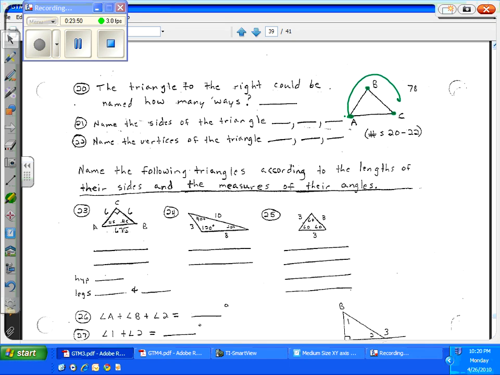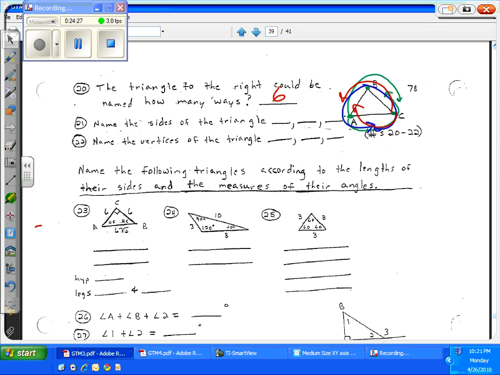So we could start with A and call it triangle ABC, going counterclockwise or clockwise. We could start at A and go the other way and call it triangle ACB. So we could call it triangle ABC or triangle ACB, triangle BCA or triangle BAC, triangle CBA or triangle CAB. So we can name this triangle 6 different ways. That's what it's asking.